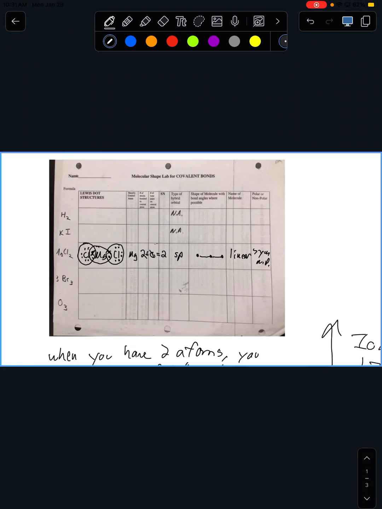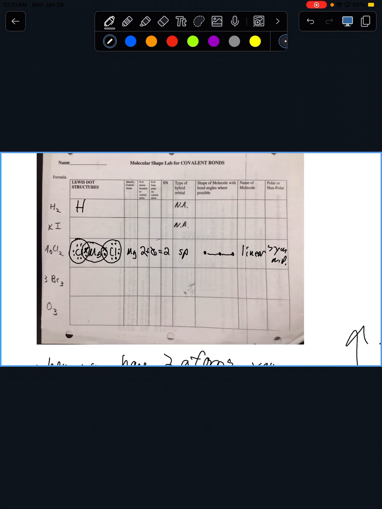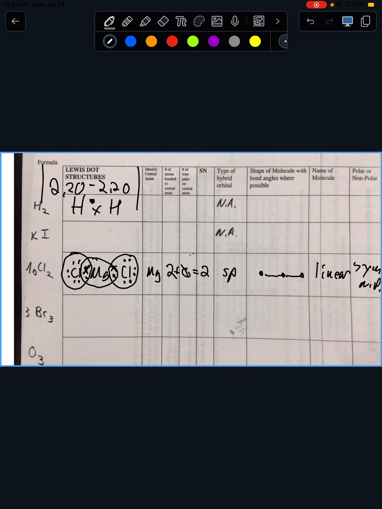So hydrogen has one electron, and the other hydrogen has one electron. Is it going to be ionic or covalent? Well, that's the electronegativity difference. So Emil, is that going to be ionic or covalent?